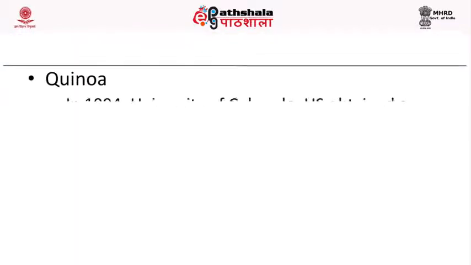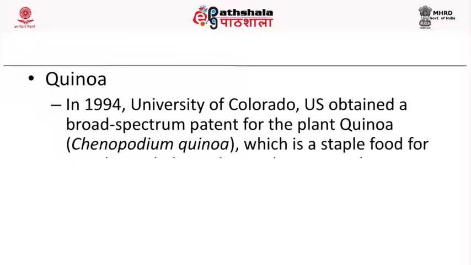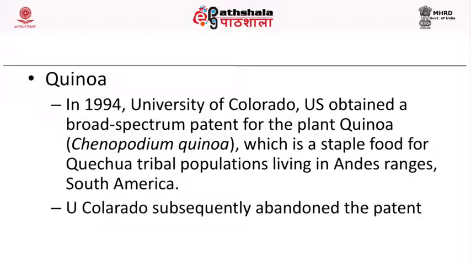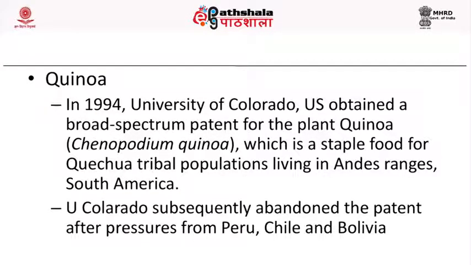Another example is quinoa. The plant quinoa is a staple food for Quechua tribal populations in Bolivia as well as in Peru and Chile. The University of Colorado obtained a patent in 1994 for that particular plant. As I told you earlier, the United States Patent Office does patent plant varieties, but in India, of course, plant varieties are not patented. After tremendous pressure and requests from the Quechua tribes and other indigenous tribes from these countries, the University of Colorado abandoned the patent.